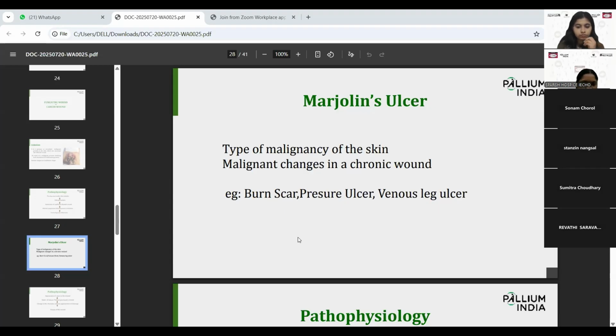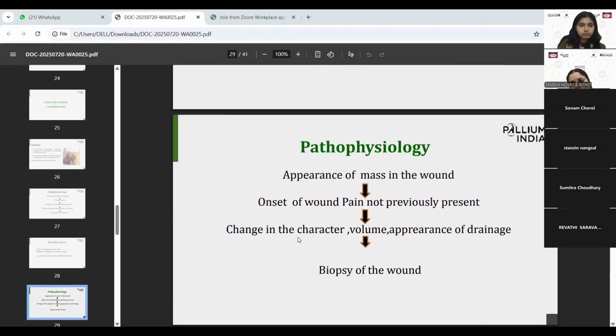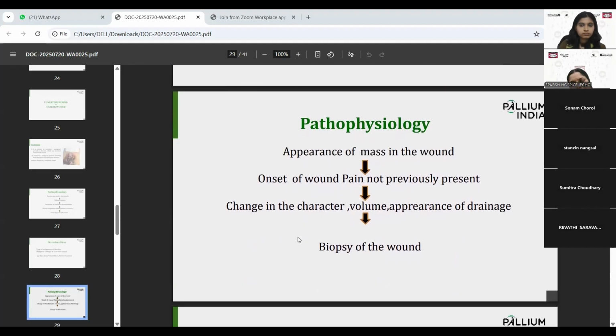Okay, that's why we take care of chronic ulcer patients, to treat them properly to prevent Marjolin ulcer. You have to know the difference between the Marjolin ulcer as well as the fungating wound. Okay, Marjolin ulcer pathophysiology here. Appearance of moss in the wound. Then onset of wound pain not previously present, change in the character, volume, appearance of drainage.